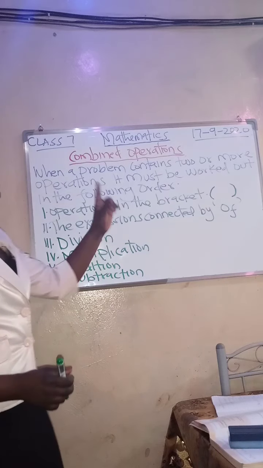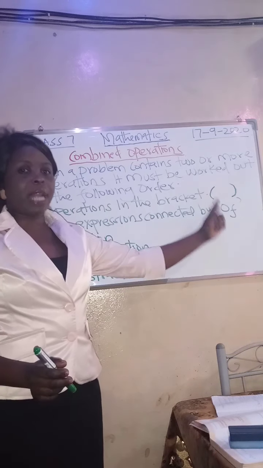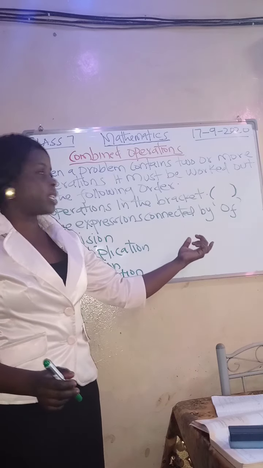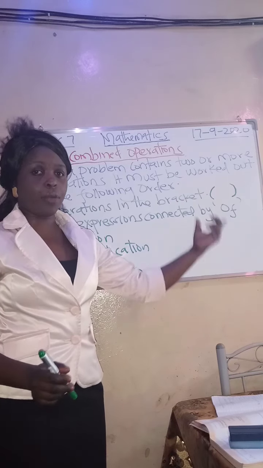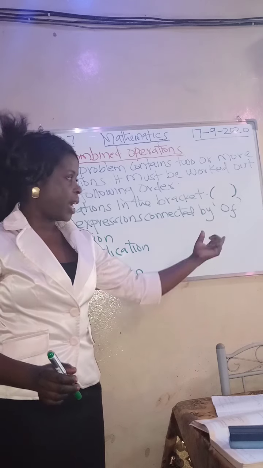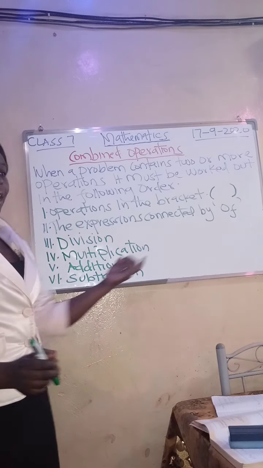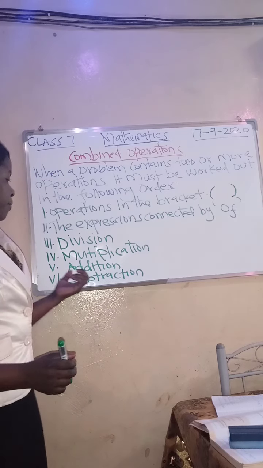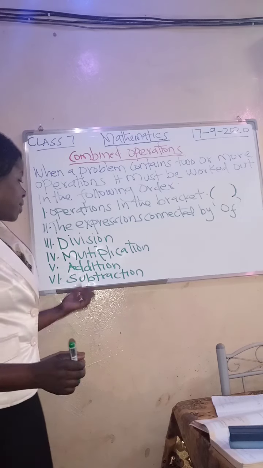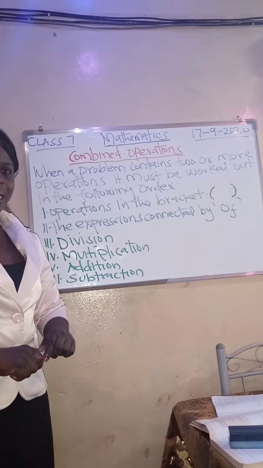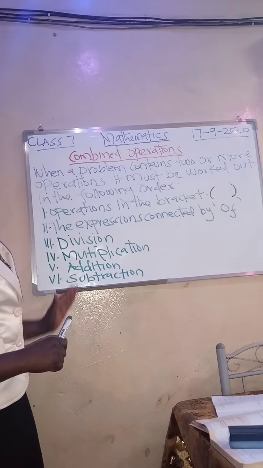Number 1, you check for the problem in the bracket and you deal with that first, followed by the expressions that are connected by that word "of". You deal with the problem with that "of". Number 3, we can now divide. Then we can go to multiplication. And number 5, we have addition. And lastly, we do our subtraction. Okay? Are we okay up to that point? Good. So if you are writing, you can just write.